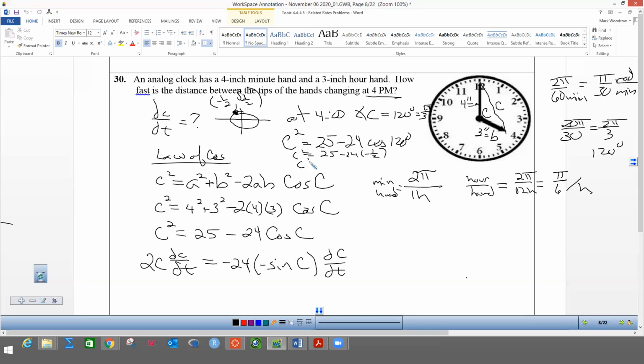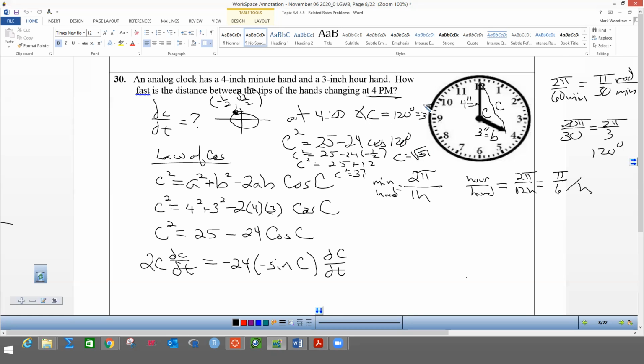So c squared is going to equal 25 plus 12. So c squared is going to equal, I should say, 37. Getting ahead of myself. So c is going to equal positive or negative square root of 37. Well, we don't ever want it to be a negative, so square root of 37 is c.